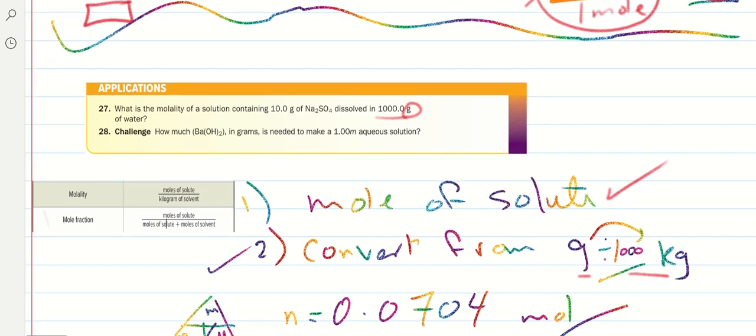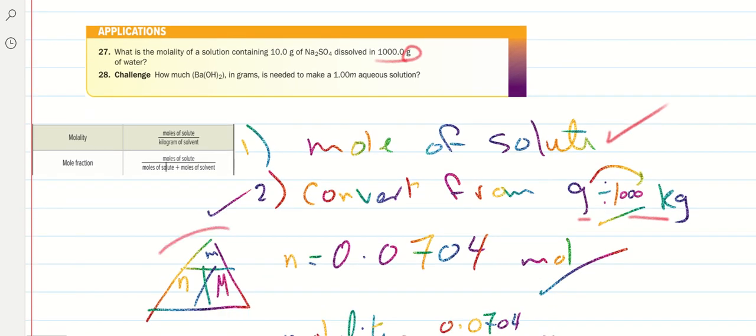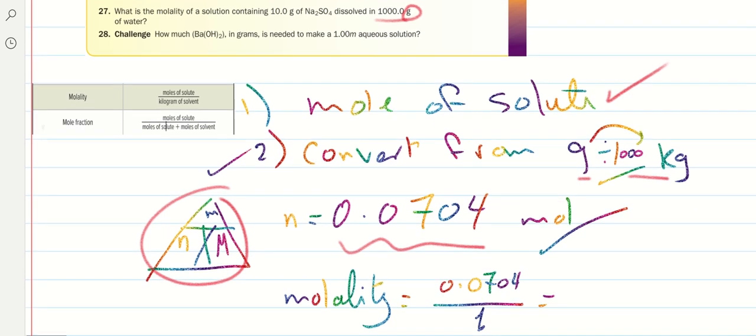So the moles of solute, I'm going to get by this pyramid: number of moles equals mass divided by molar mass. This is the number of moles of sodium sulfate. Mass, which is 10, divided by the molar mass, gives me this number. And the molality equals this number divided by 1. Why 1? Because 1000 grams divided by 1000 equals 1 kilogram. So 1000 grams equals 1 kilogram. This is the molality and the unit is small m.